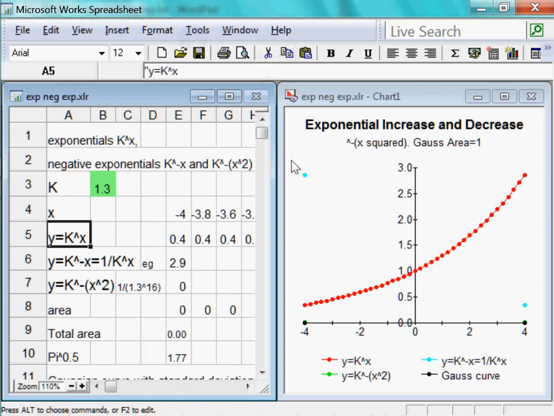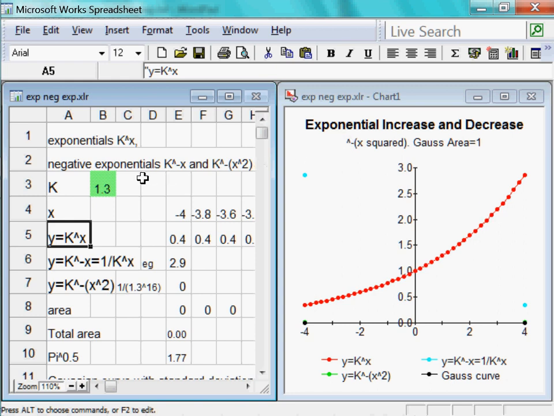Where x is negative, the value rises slowly to 1. Where x is 0, the value is 1 because any number raised to the power of 0 is 1. Where x is positive, the value increases quickly.